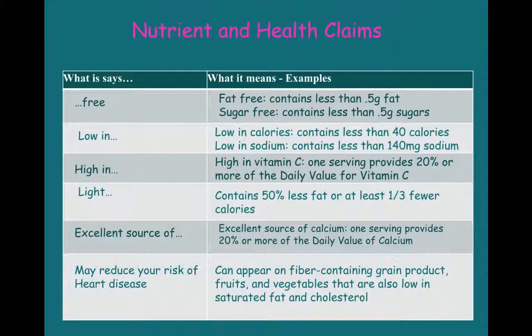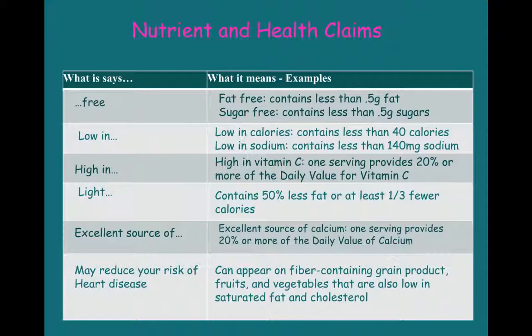If something is considered light, like light mayonnaise or something else that would be considered light, it needs to contain 50% less fat or at least 1/3 fewer calories than the product that it is saying it is light. Excellent source of, another thing that needs to say excellent source of, let's say calcium. That means one serving needs to provide 20% or more of the daily value of calcium, kind of very similar to the high in category.